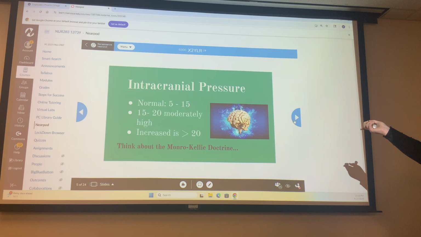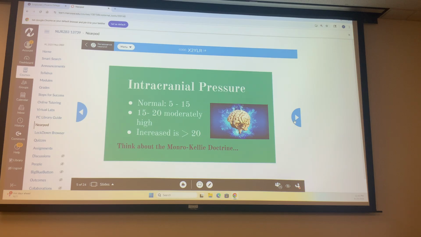Now, does anybody know what I'm talking about when we talk about Monro-Kellie doctrine? I love talking about Monro-Kellie doctrine. It's one of my favorite things to talk about. Anybody know? No? Okay. So let's think about your skull as a box. In your skull box, if you will, you have 3 different things. You have CSF, you have blood, and you have brain. 3 different components. Now, these work harmoniously together, okay?